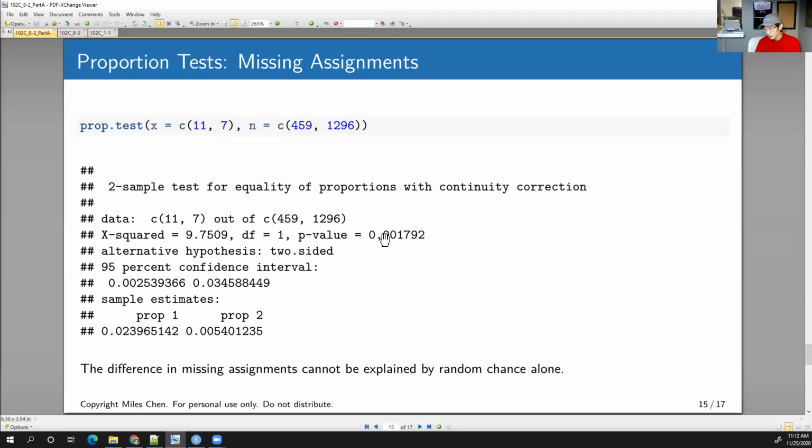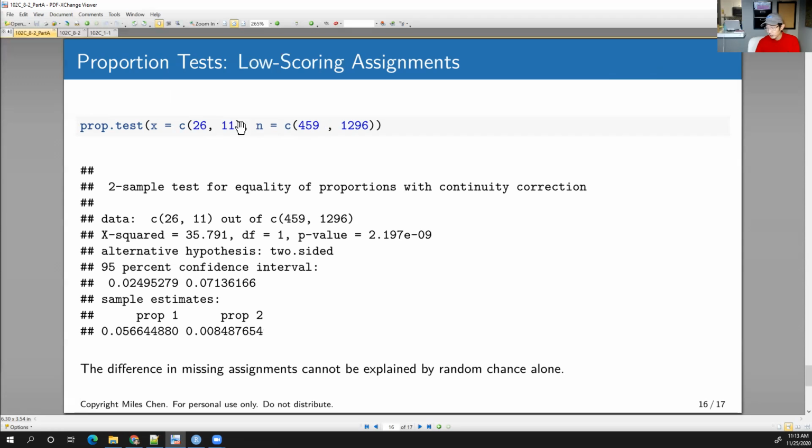That difference in proportions results in a p-value of 0.0017, okay? So a very small p-value, which means the difference that we see in proportions cannot be explained by random chance alone, okay? And if I look at the low scoring assignments, as far as scores that are less than 50%, I get a p-value on the order of 10 to the -9, okay? Which also means that I would reject the null hypothesis, and the difference in proportions for low scoring assignments cannot be explained by random chance alone.